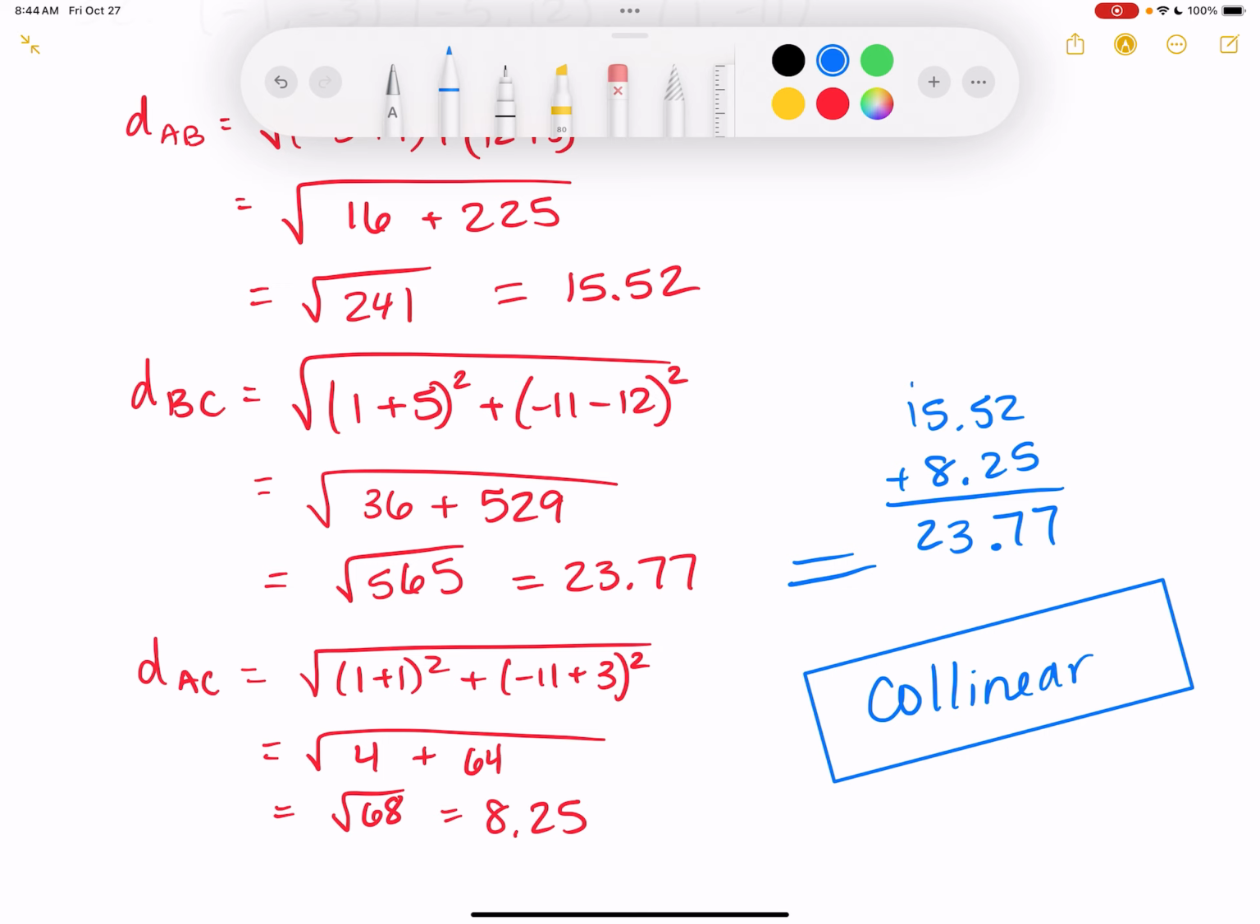Now, because of rounding, if it's off by like 0.1, 0.2, or even like 0.01 or 0.02, still consider them to be collinear because it could have been a rounding thing that led to that, but not drastically different, obviously. If the decimal is just a little different, then you can assume that they're collinear. So, any questions on that?